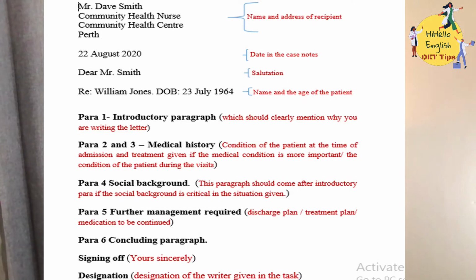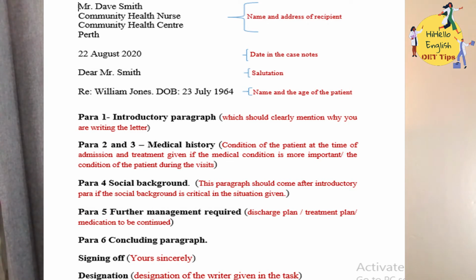What is most important is how you communicate the matter in the letter. You don't have to write anything from your knowledge. Instead, what you need to do is to obtain information from the case notes or other related documents given in the question. Your first paragraph, or the introductory paragraph, should clearly mention why you are writing the letter, or in other words, the purpose of the letter in brief.